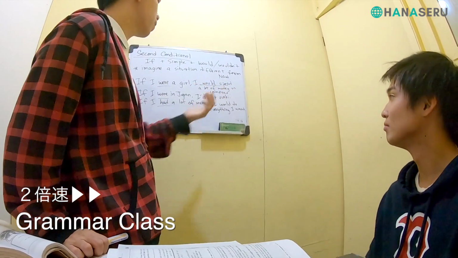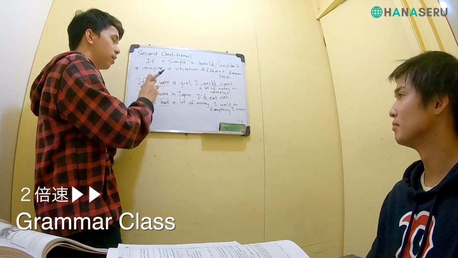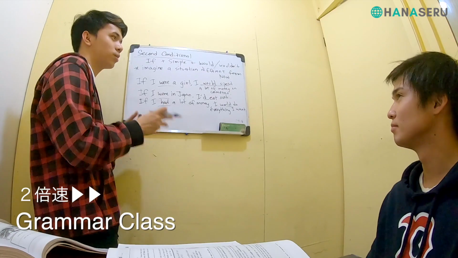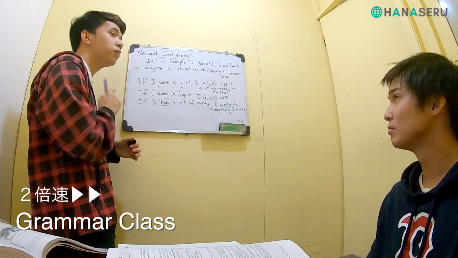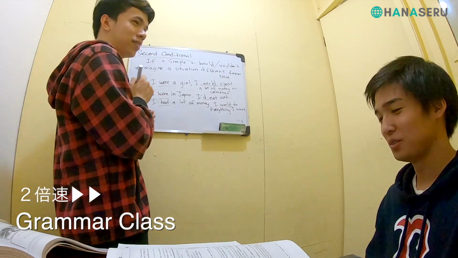You can also reverse this: I would do everything I want if I had a lot of money. Remember, the pattern is simple past, but the meaning is not past. It's just a pattern that we use because this situation is not the reality. It's actually the opposite of reality. Okay, last question. If you could fly, what would you do?